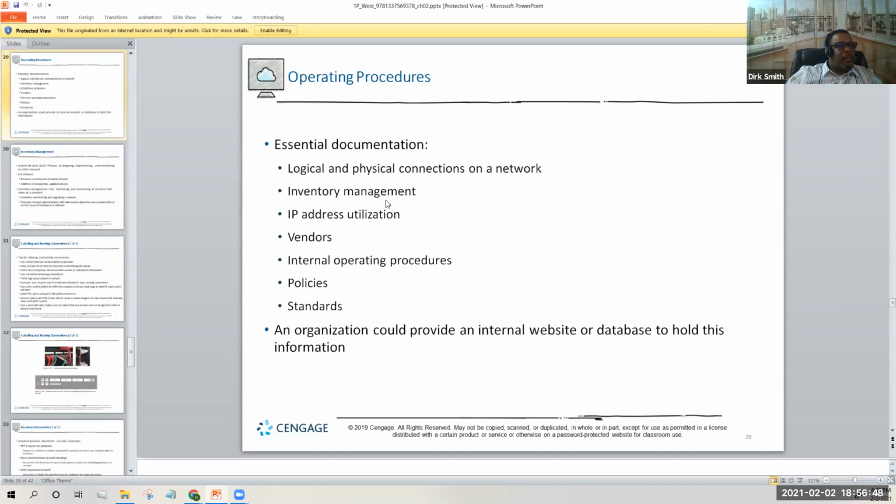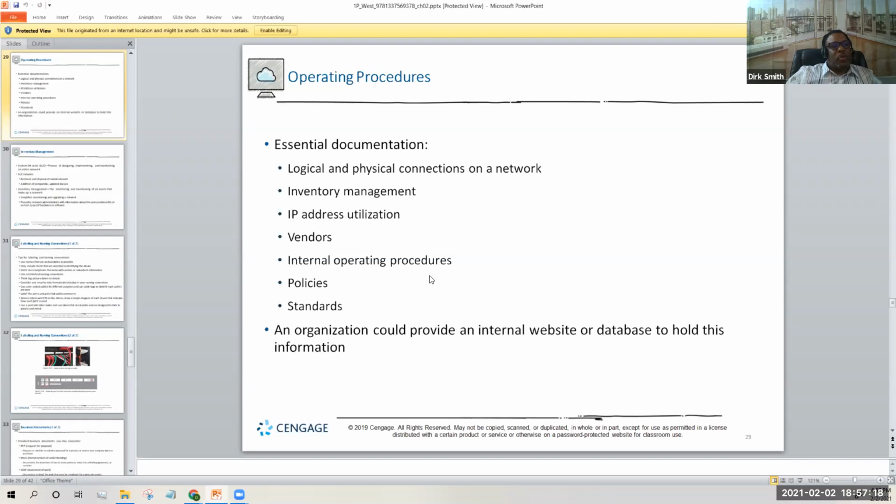Essential documentation: logical and physical connections on the network, the inventory, the IP addresses, the vendor. Vendor is very important. Oh, this is from GE. This is from Philips. This is from Worldmark. This is Unix, or this is from Microsoft. You want to put the vendor on there because when you go in there in the middle of the night and a server goes down, you want to know exactly where this stuff is.